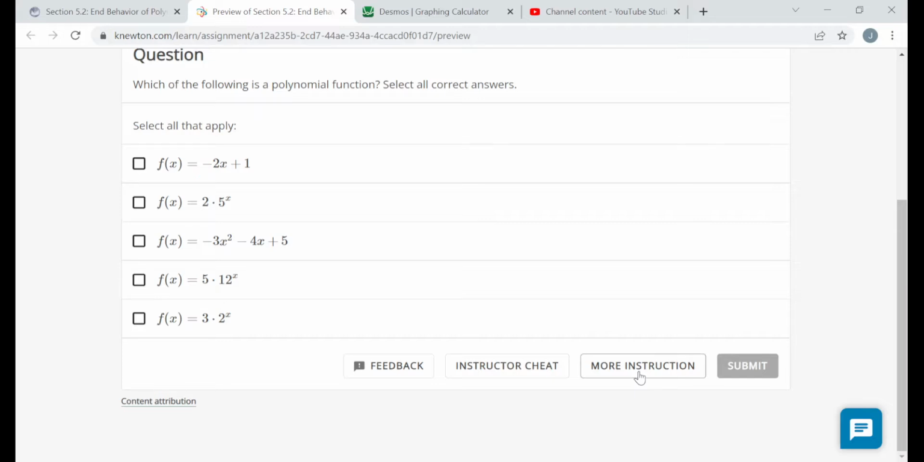But you will have a more instruction button. So if you're struggling with a topic, click on more instruction. You'll be given further reading or videos to watch and then some questions related to that instruction, and you can move through the assignment that way if you wish.